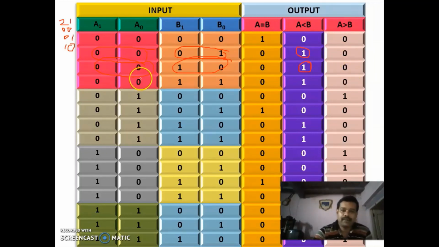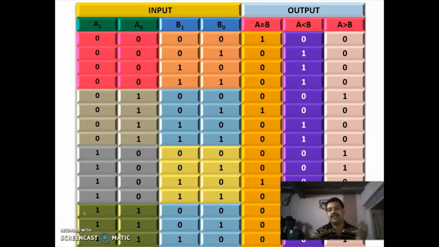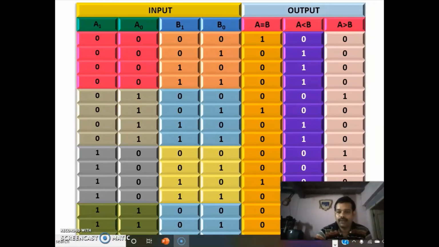Next, we are going to compare 00 with 11. So here also 00 is 0 and 11 is 3. So A is less than B. So you are putting 1 in the place of A less than B and 0 in the place of A equal to B and A greater than B. So first we have compared 00 with 00, 01, 10 and 11. Now we are going to compare.